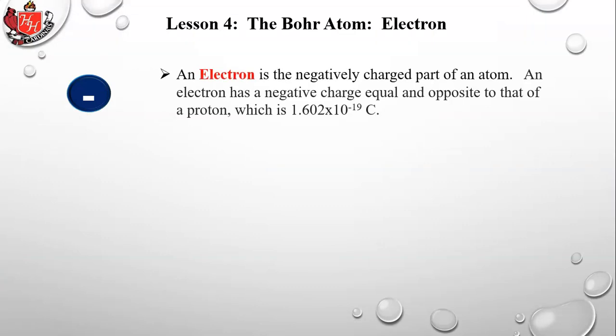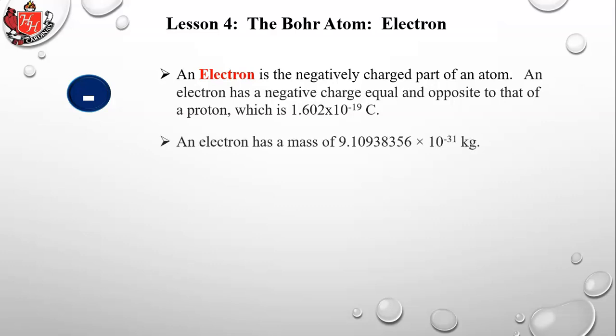An electron is the negatively charged part of an atom. An electron has a negative charge equal and opposite to that of a proton, which is 1.602 times 10 to the negative 19th coulombs. So an electron is much, much smaller than a proton. However, the charge on it is the same. It's just opposite. So that's why they attract each other. And again, even that doesn't explain why they attract each other, but it's just taken. You don't need to understand it any deeper than that: positive attracts negative.